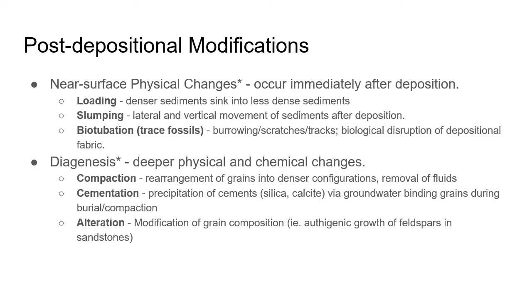Cementation, on the other hand, involves precipitation of various types of cements, usually silica and calcite, though there are some other possibilities. And this is usually done through groundwater binding of grains during burial and compaction. So both of these are playing together at the same time in many cases. Other forms of alteration include the modification of grain composition, so authigenic growth of feldspars in sandstones or zircons, for example. These are all diagenetic changes that are going to happen during lithification, during actually taking loose sediment and turning it into a rock. I do want to point out that both near-surface physical changes and diagenesis overlap. It's not a linear set of processes. It's not like one happens and then the other. These are usually happening in tandem to some degree.